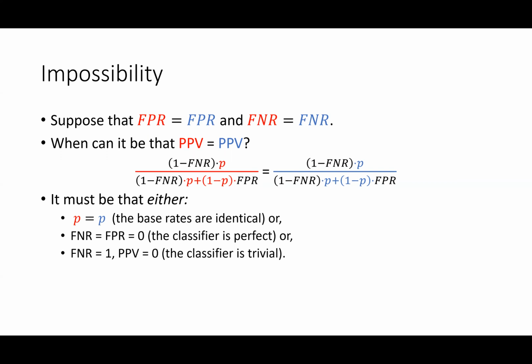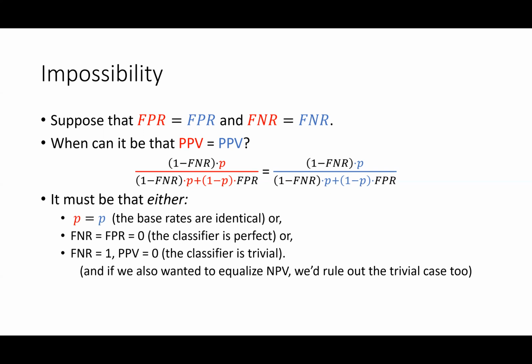And the only other way it can happen is that the classifier is trivial, meaning the false negative rate is 1 and the positive predictive value is 0. This will happen if the classifier just says everybody is low risk, right? The classifier is just not going to be informative at all. In that case, it can also be that the left-hand side is equal to the right-hand side because the positive predictive value on both sides will just evaluate to 0. And those are the only 3 cases.